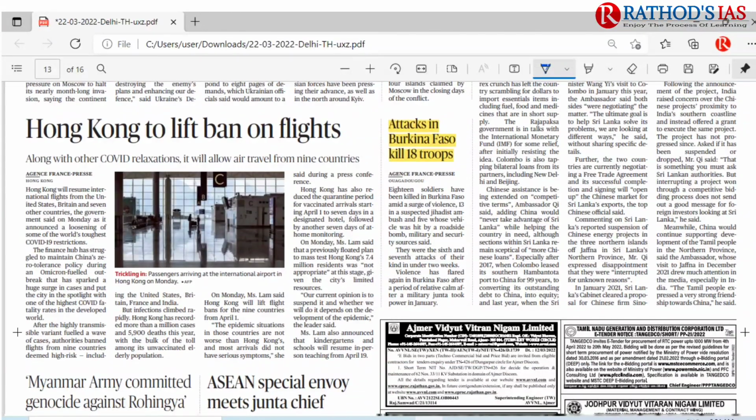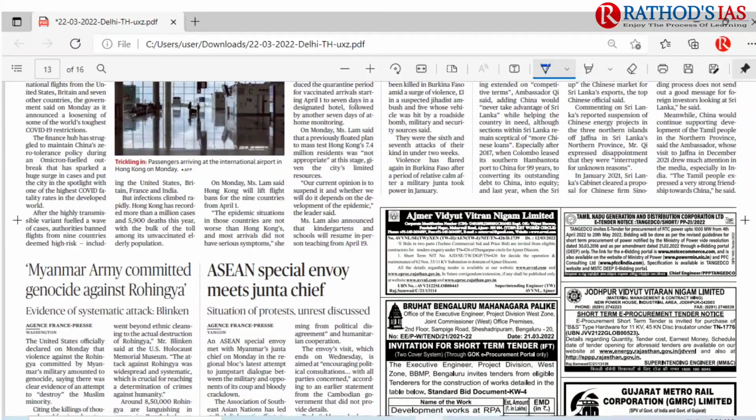And the next article is regarding attacks in Burkina Faso killing 18 troops. So 18 soldiers have been killed in Burkina Faso because of increasing violence here. Okay, so you have to open the map and locate where this Burkina Faso is located.